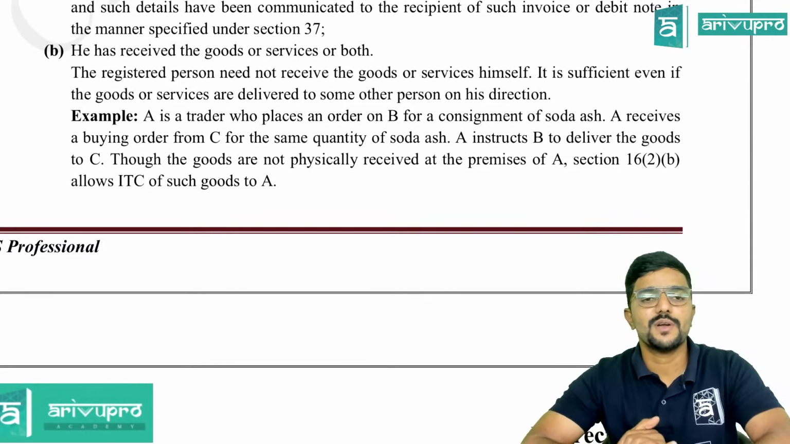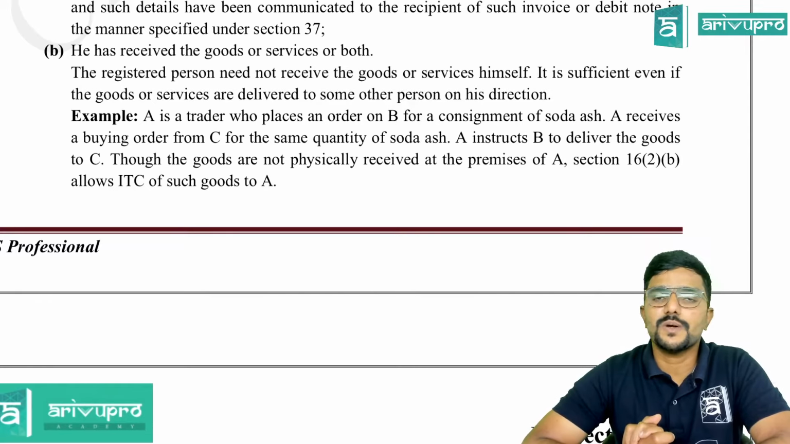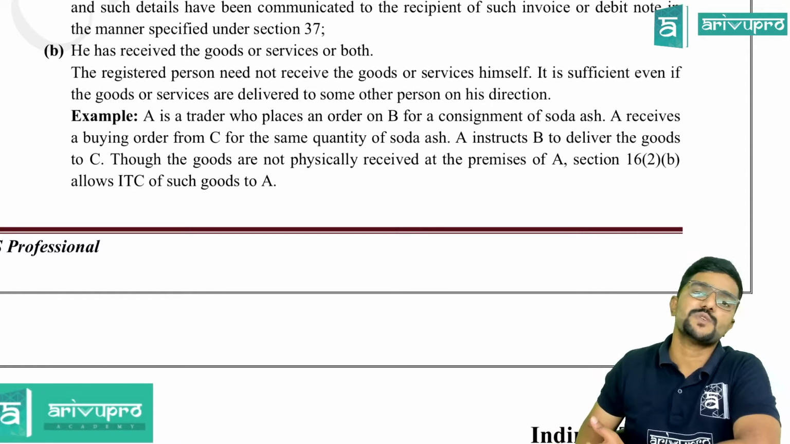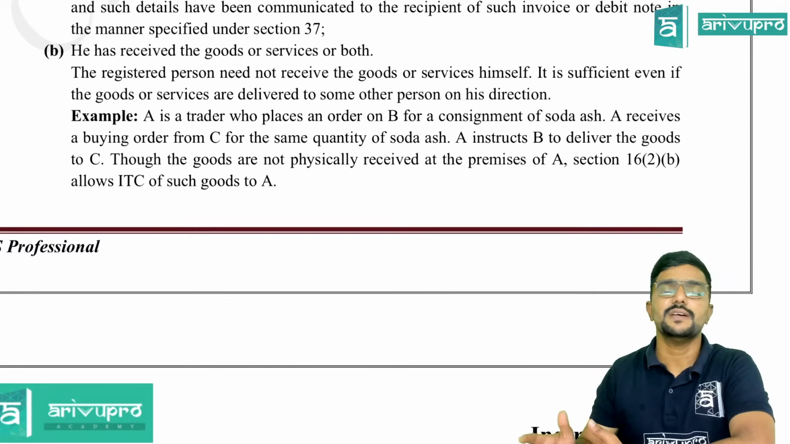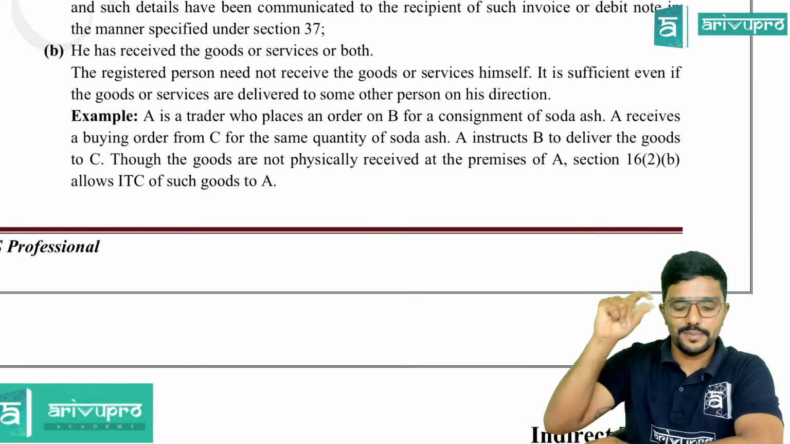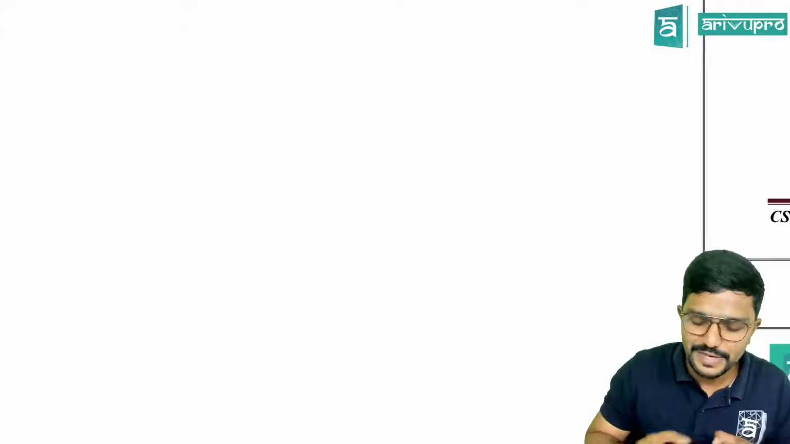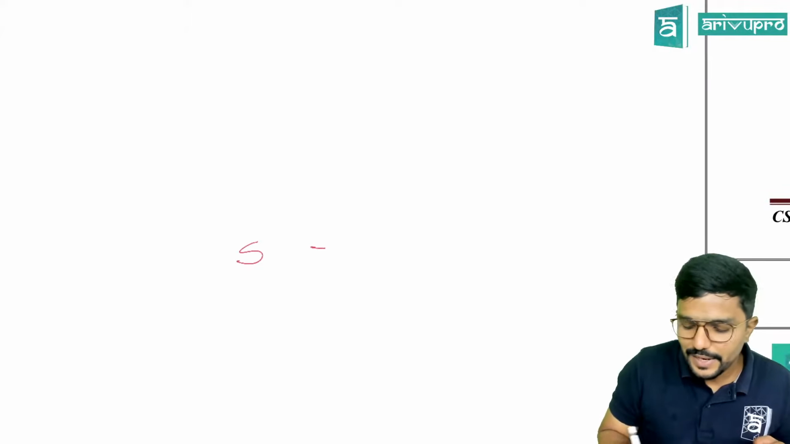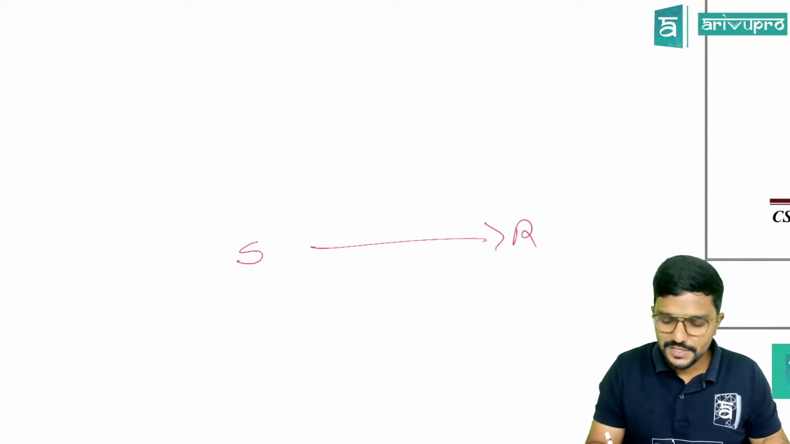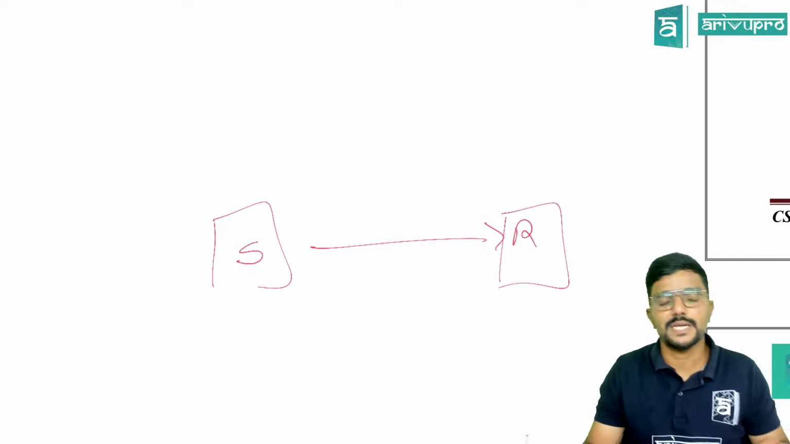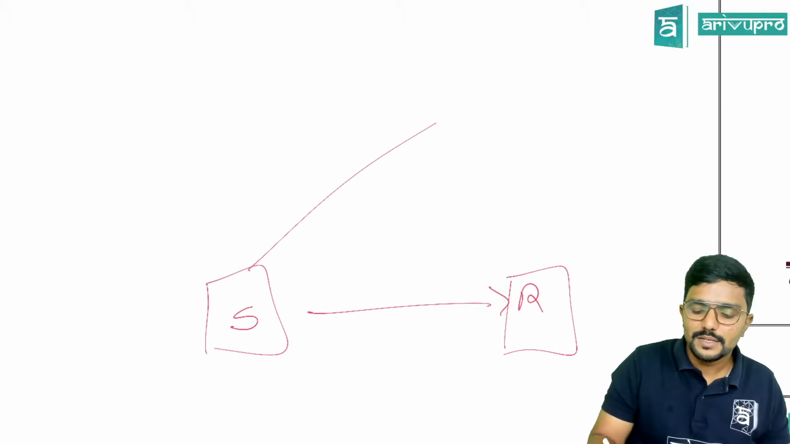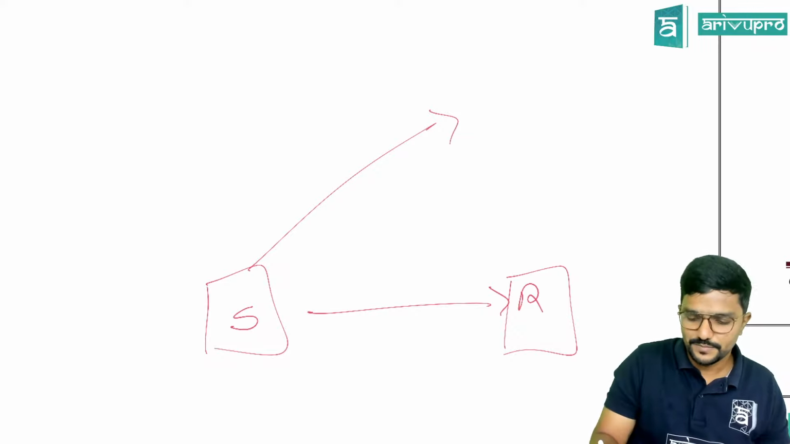Next, subclause B. He has received the goods or services or both. That is, the recipient has received the goods or services or both. So should he literally receive it? See, even deemed received is also covered here. For example, please pay attention. We call something a bill to ship to transaction. Now, the recipient has ordered the supplier to purchase the goods. So the recipient is purchasing the goods from the supplier. The recipient has paid for it. But the recipient told, hey supplier, supply this to my consumer or customer.